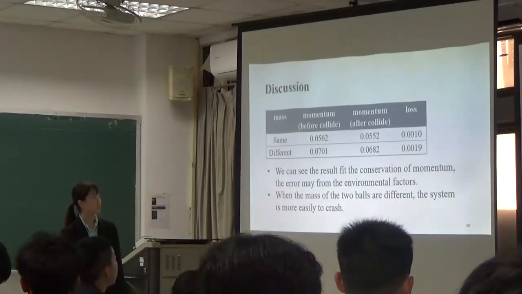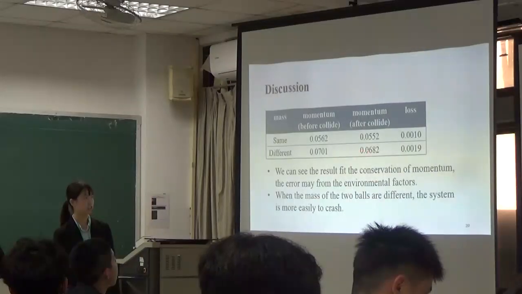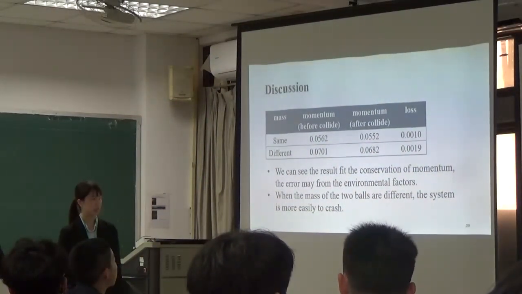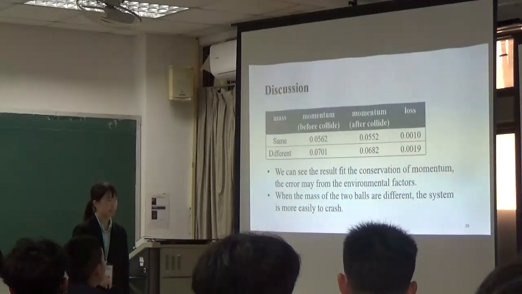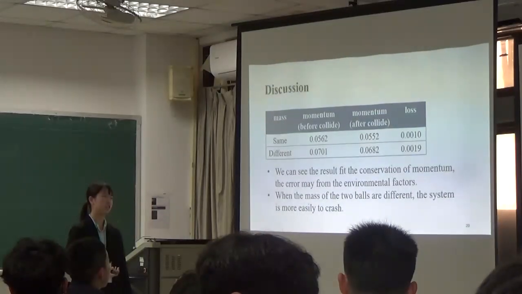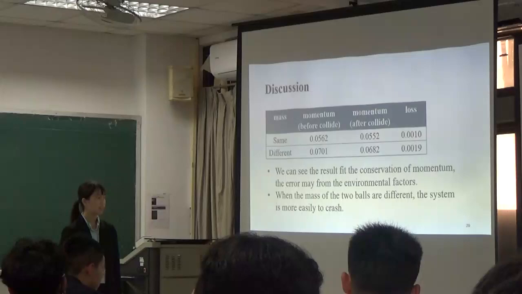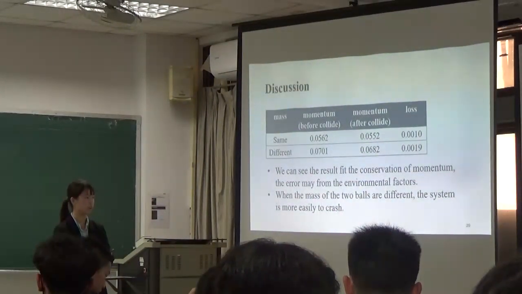And for the different mass, this is the total momentum before the collision, and this is the total momentum after the collision. Those momentum differences are around 0.0019. We can see the result almost fits the conservation of momentum, with the error coming from environmental factors. And when the masses of the two balls are different, the system is more easily chaotic.